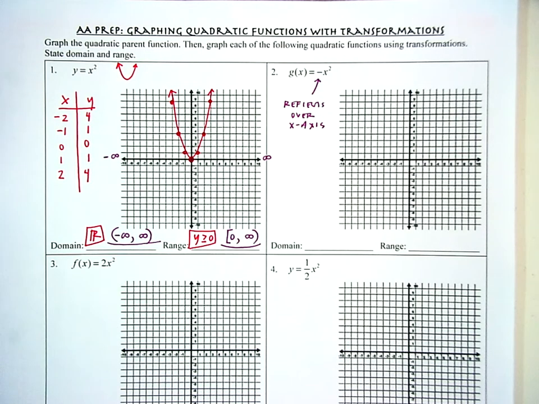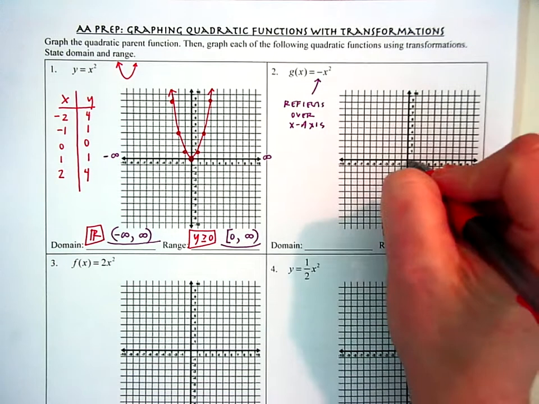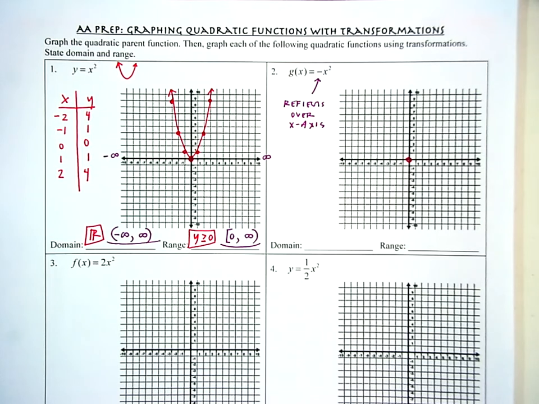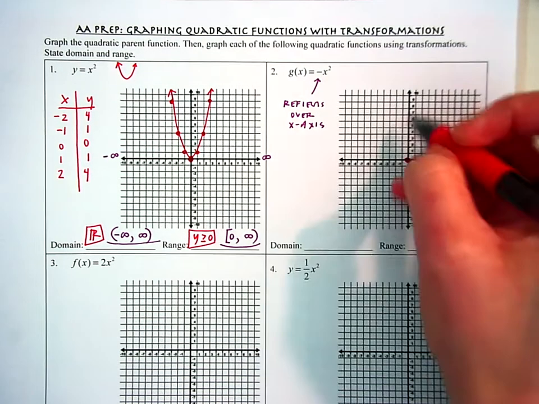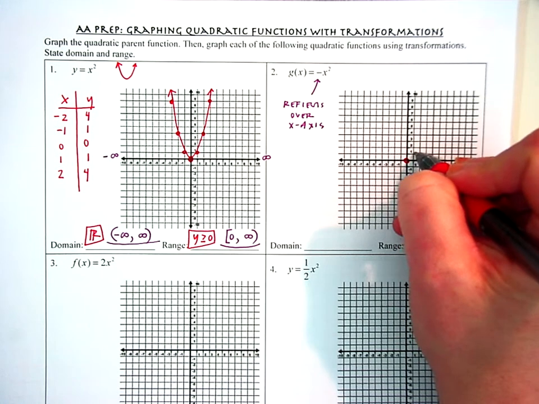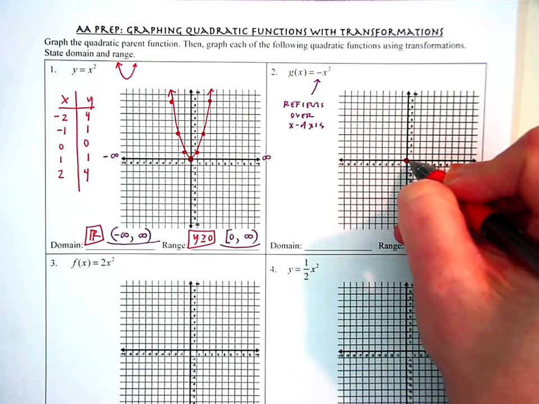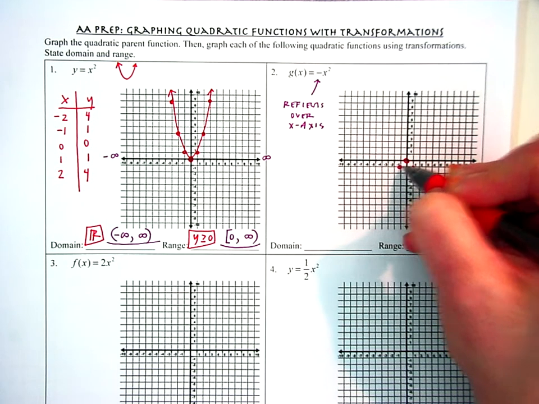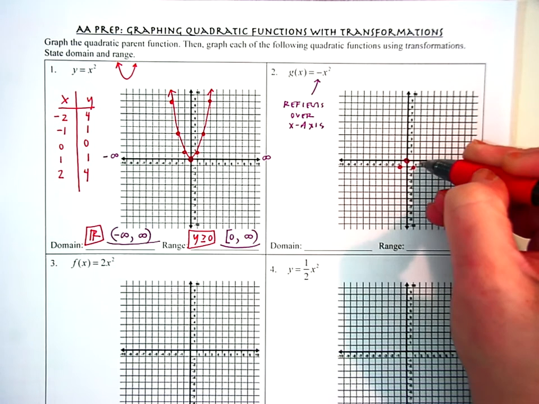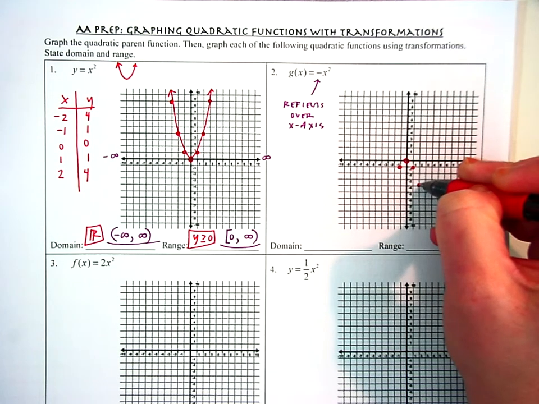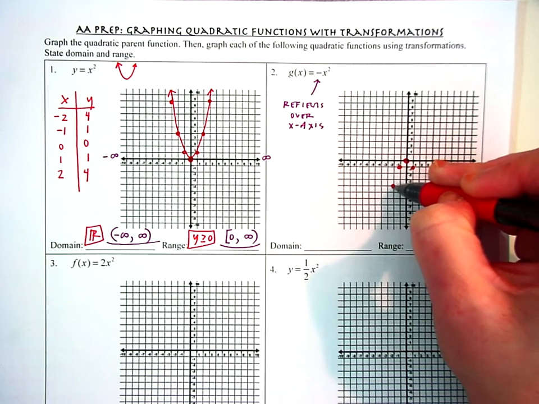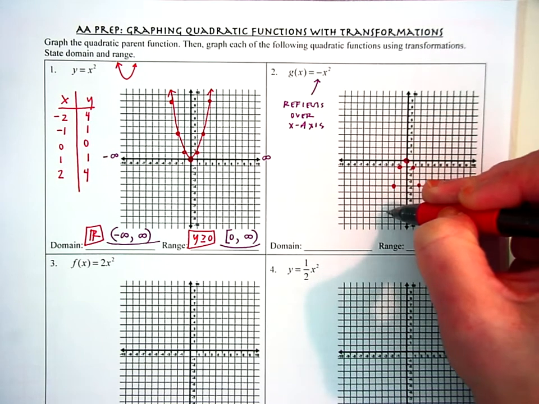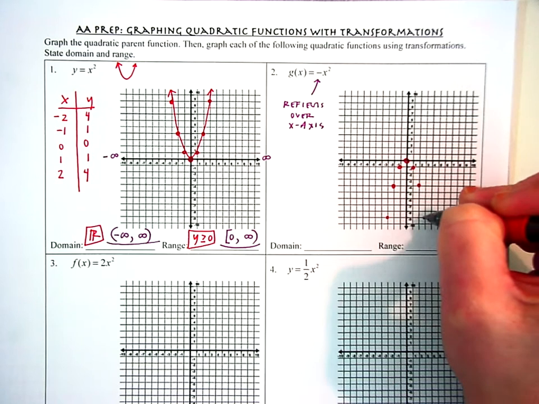So when I graph it, I still start at the origin. Instead of going up, I'm going down. So as I would have gone over one and up one, instead of going up, I'm going down. So from that vertex, over one and down one, both sides, back to the vertex. Over 2 and down 4. Okay, if I wanted more points, I could go over 3 and down 9, just to be thorough.